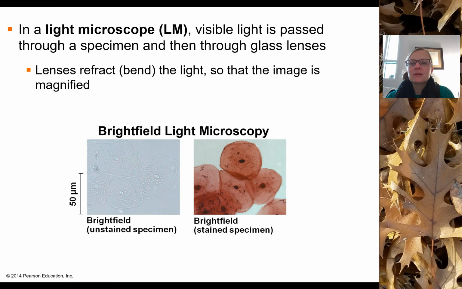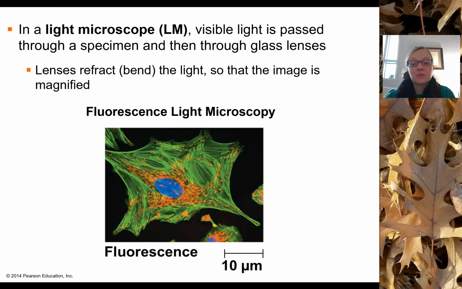Now, there's another kind of light microscopy besides bright field microscopy, and this is called fluorescence microscopy. Instead of using white light to pass through your sample, fluorescence microscopy uses fluorescent dyes or probes to label different parts of the cell. So number one, this is really beautiful.